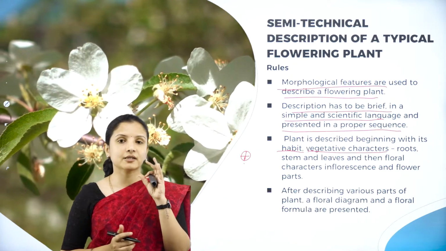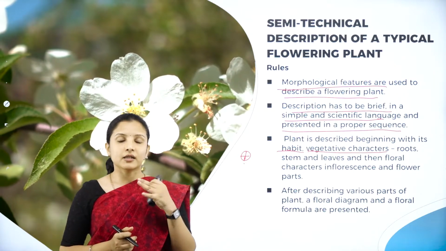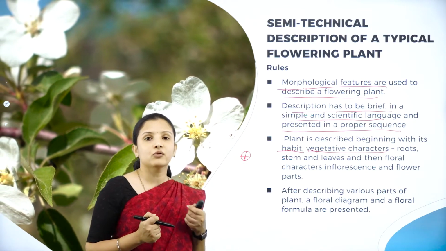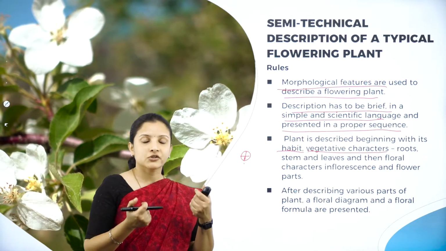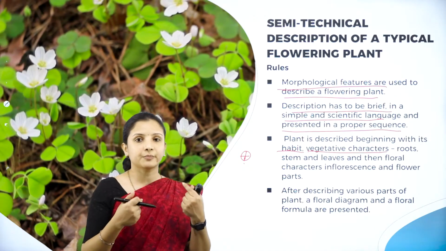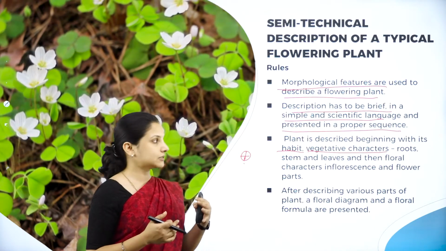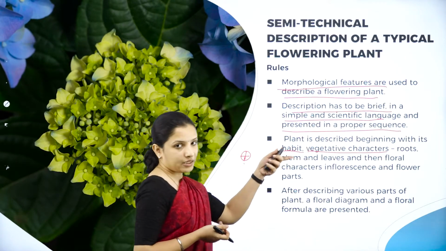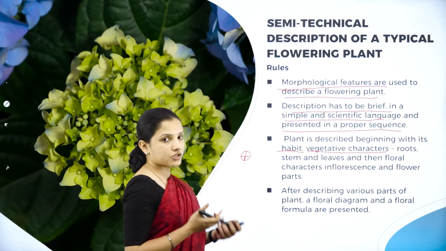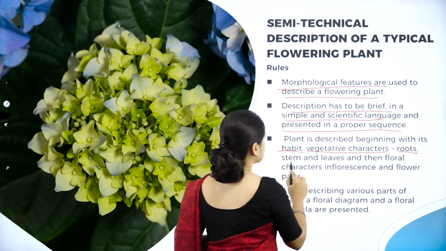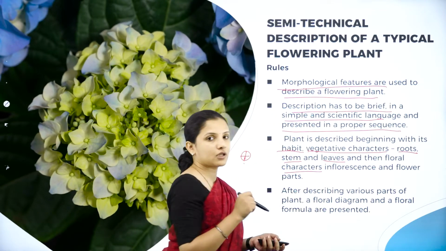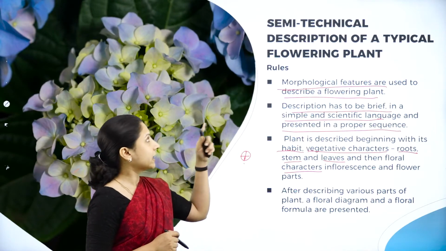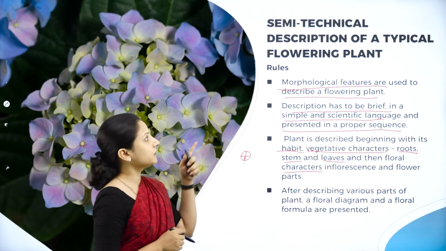When you describe a plant, it is difficult to write each and everything again and again. Like how in computer languages you have certain shortcut symbols, or when you're texting, you have emojis which depict the emotion. Instead of typing the emotion, if you just put that emoji, you will understand what the person who has sent you a message is feeling. Just like that, in order to depict the character of a plant, symbols are used. First of all, the habit, the vegetative characters, that is the roots, the stem, the leaves, and then the floral characters, everything should be described. Also the inflorescence and the flower parts, everything should be described when giving a semi-technical description of a flowering plant.